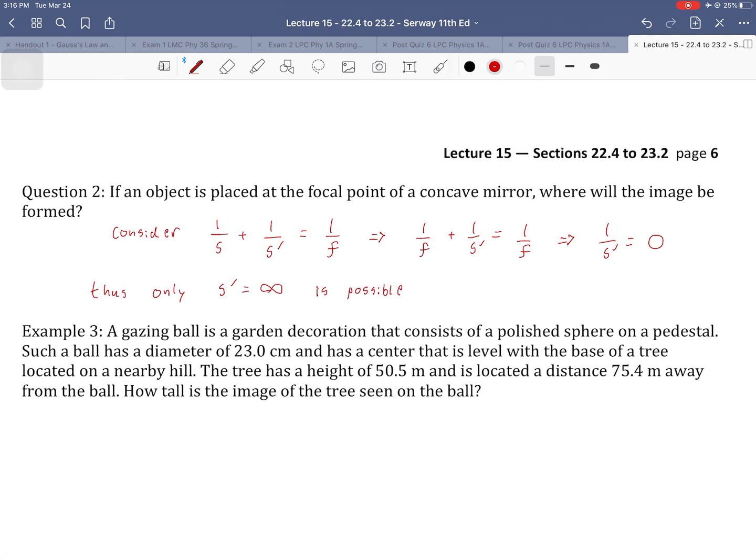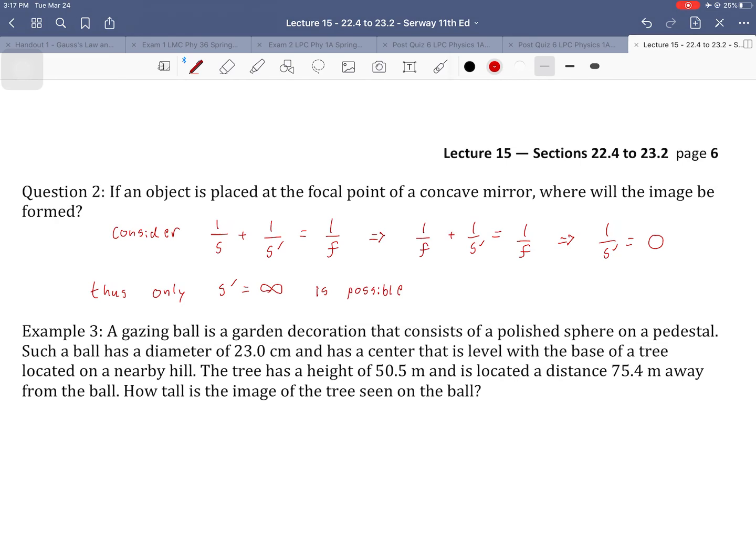So in other words, if you put your object exactly at the focal point of a concave mirror, and in fact this works equally well for a convex mirror, then you don't get an image. Your image is infinitely far away. You have a case where now there's nothing. Okay?